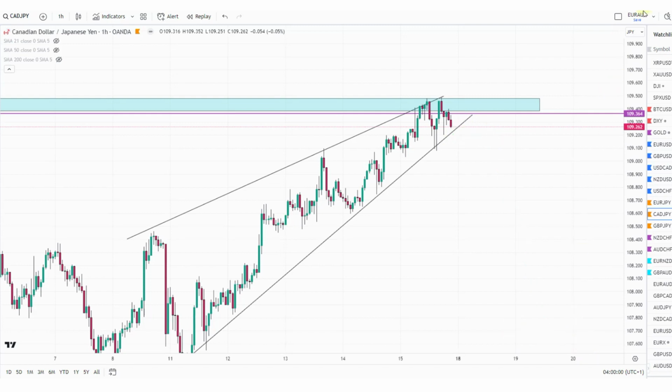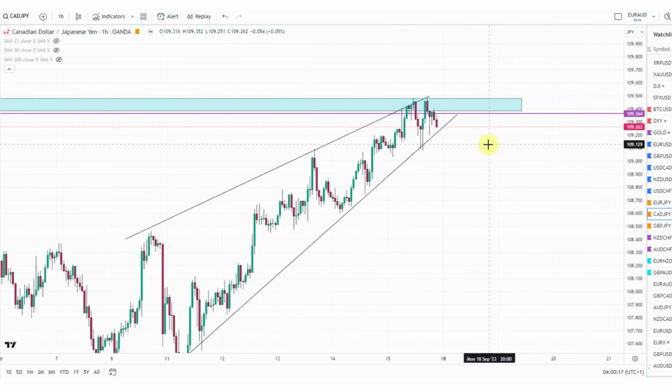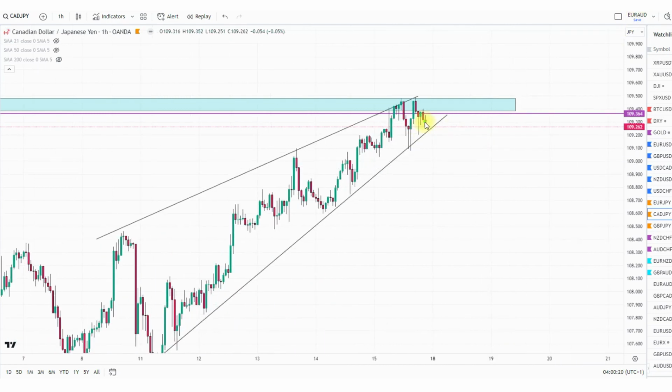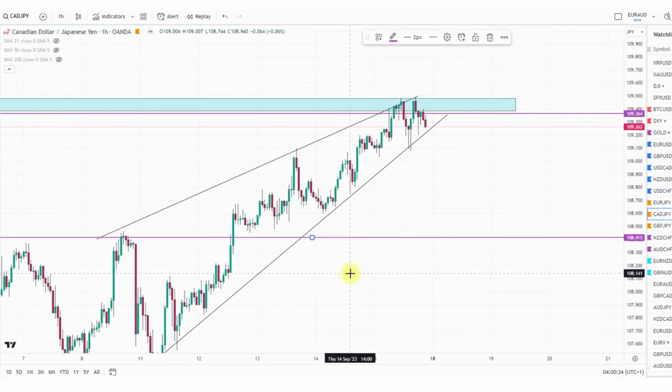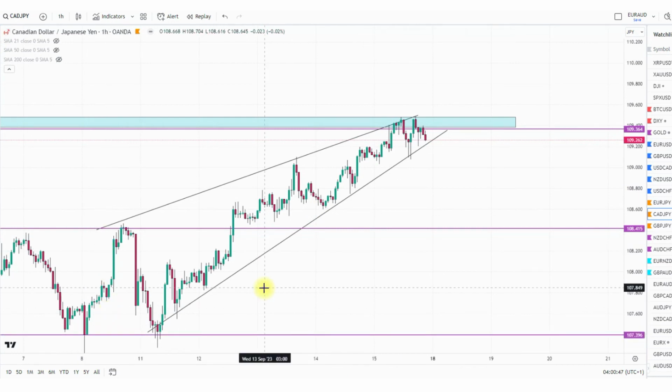So my bias on JPY is to the downside, and if we break this to the upside, then I would not be looking for a sell setup on Canadian dollar Japanese yen. But probably now I'm looking at a sell setup here if we break this to the downside. So my first TP won't be below this channel. This is my first TP, that is 108.415, and then if this goes well as planned, then second TP should be at 107.390. So let's focus on this.